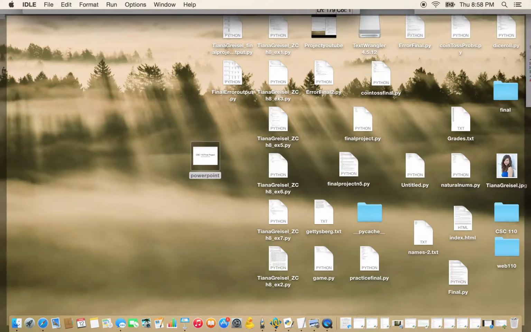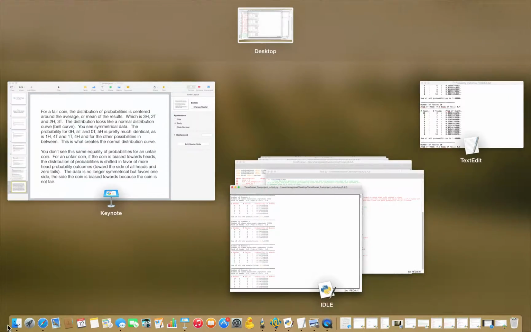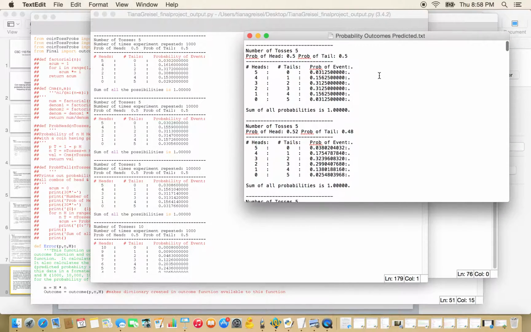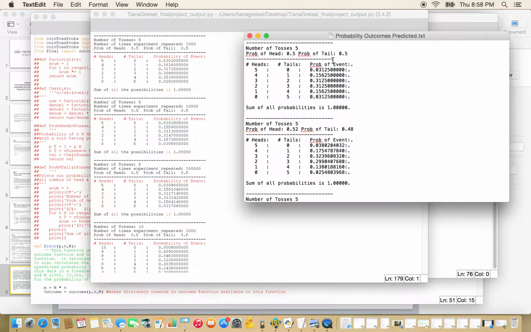And I'm just going to grab the probability outcome predicted, which uses the mathematical formula for predicting probabilities. And so I'm just going to show you a comparison here. So this is for 5 coin tosses with a probability of 0.5, getting 5 heads. My simulated probability is 0.0302. The predicted probability is 0.312. You see 0.16, 0.15. It's very close.